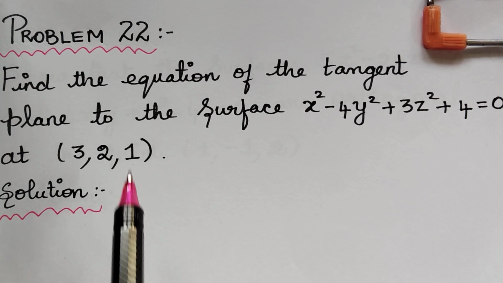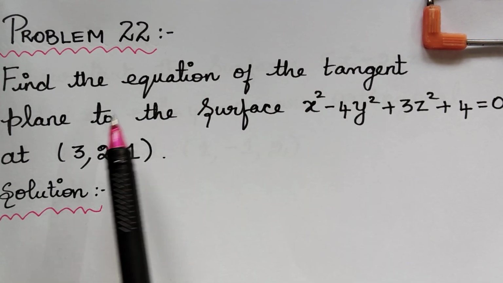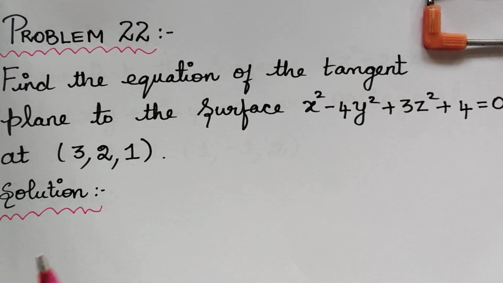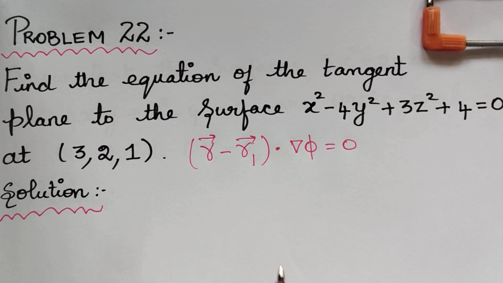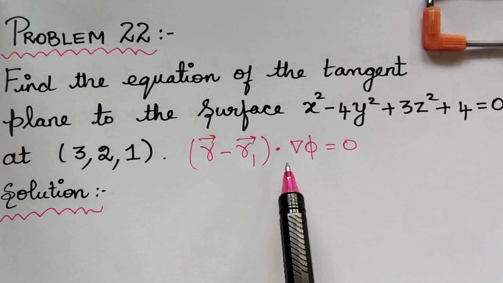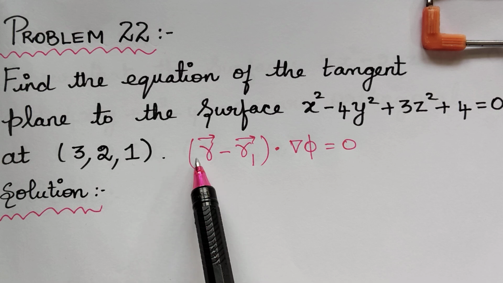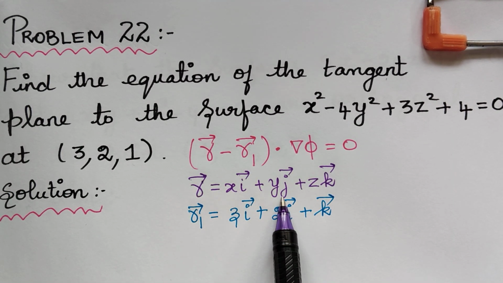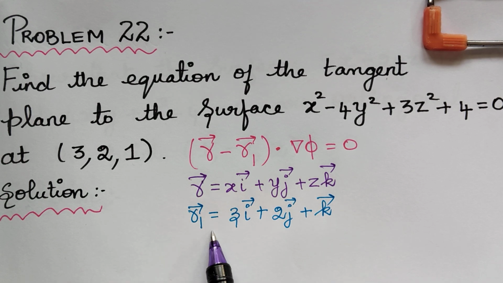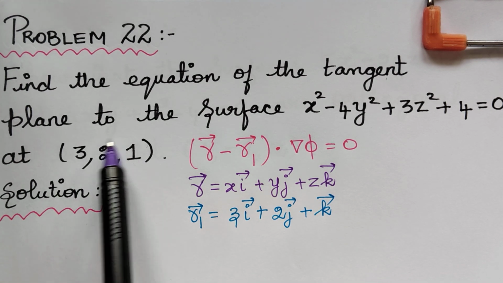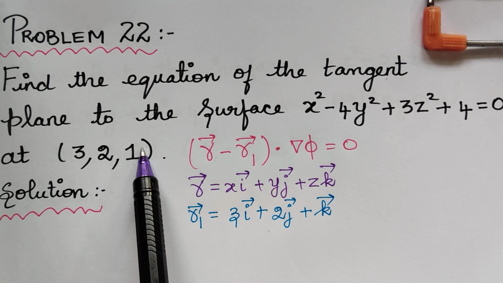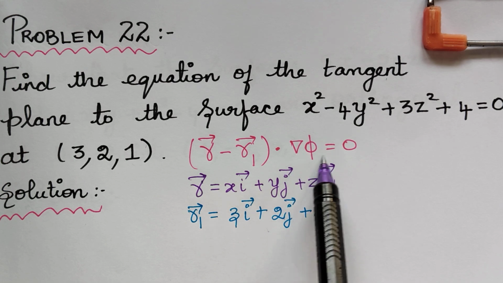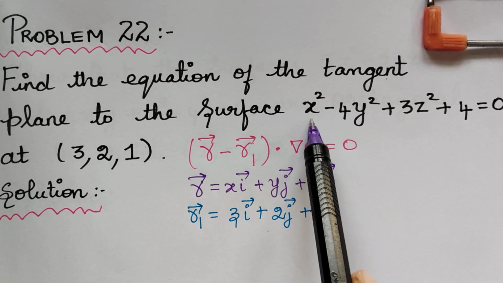So now here we have another question where we have to find the equation of the tangent plane to the given surface at a given point. Now we know that the equation of the tangent plane is given by (r vector minus r1 vector) taken dot product with nabla phi equal to 0. What is this r vector and r1 vector? r vector is given by the position vector xi vector plus yj vector plus zk vector, and r1 vector is the vector obtained from the given point, which is 3i vector plus 2j vector plus k vector. Now in order to find the equation of the tangent plane, we have to find nabla phi. So the nabla phi is obtained from the given surface.